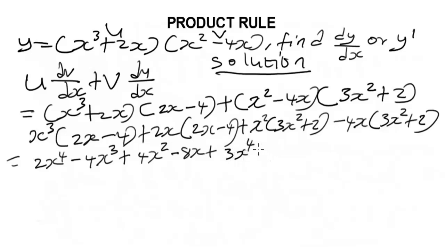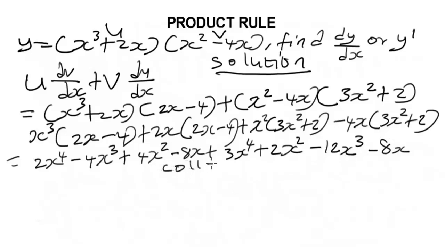raised to the power 4. Plus x squared times 2, we're going to have 2x squared. Yeah, correct. So we have minus 4x times 3x squared, we're going to have minus 12x cubed, right? Yeah, correct, guys. Now, minus 4x times plus 2, or times 2, we're going to have minus 8x. So, guys, having done this, let's collect like terms.